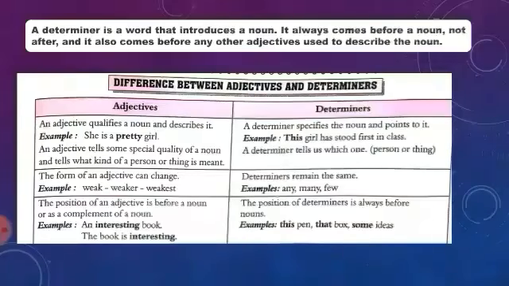Third point in determiners: the position of a determiner is always before nouns. You know that this pen, that box, some ideas. So determiners are always used before the noun and it always points to the noun. Adjective qualifies a noun and describes it. For example, pretty girl.